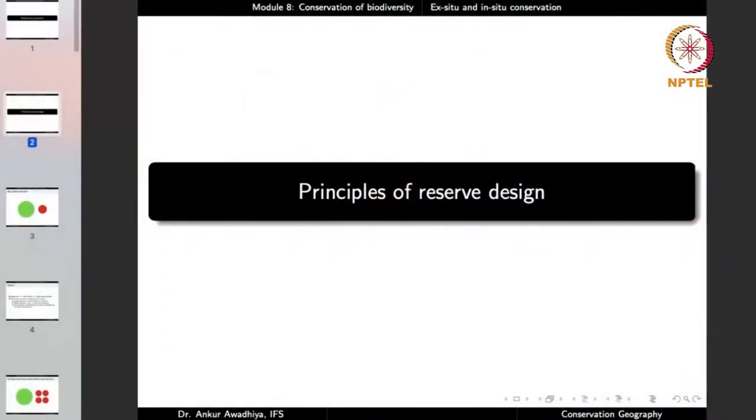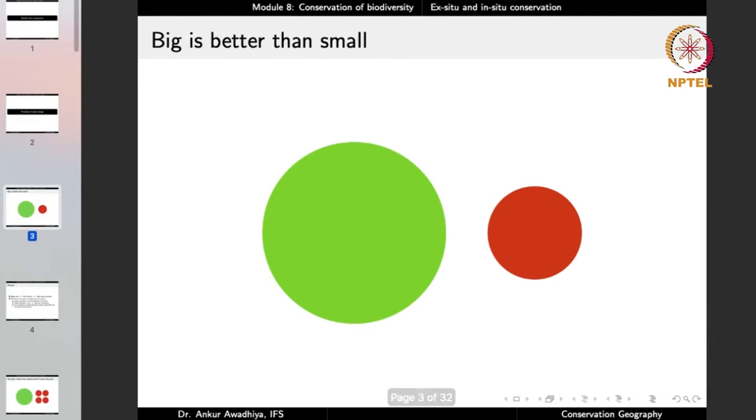Meaning that for a unit of effort, for a unit of funding, we should be able to conserve the majority of species. That is, our cost per unit species conservation should be the least possible. So they make for the principles of the reserve design. So what are these principles?